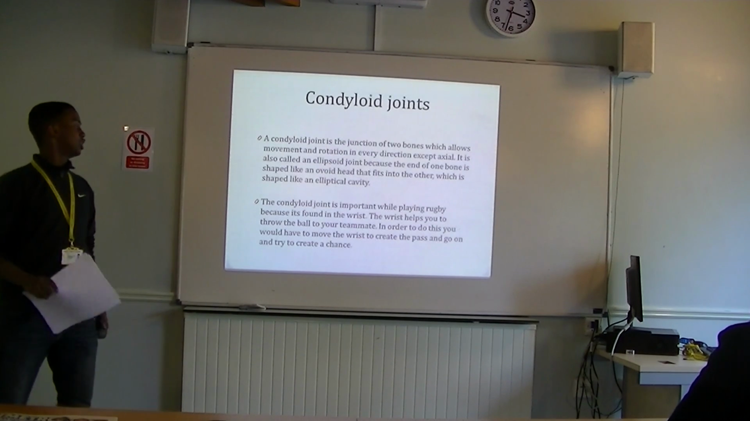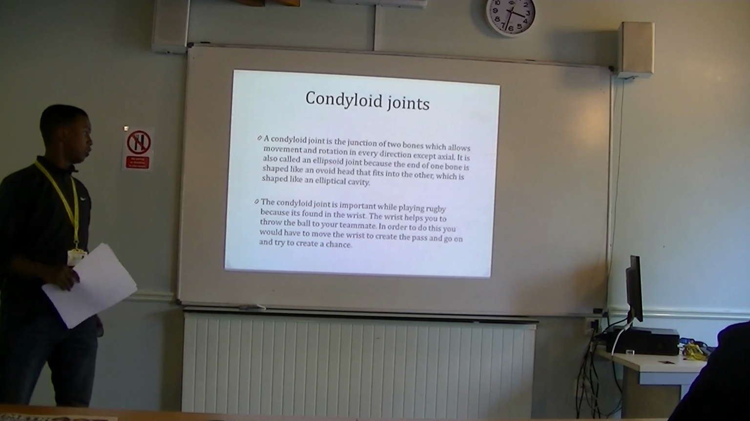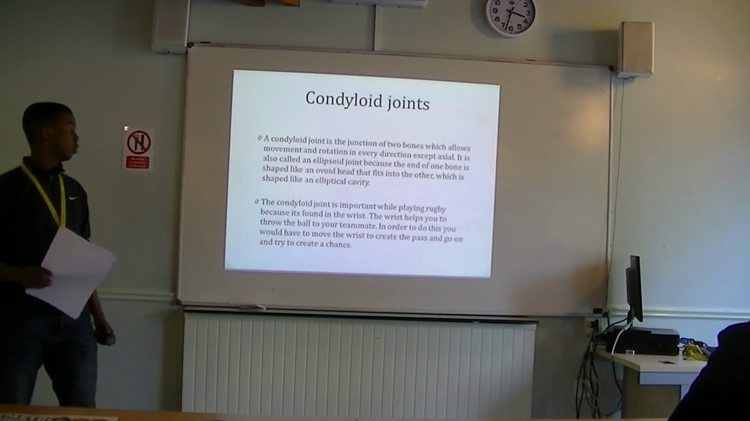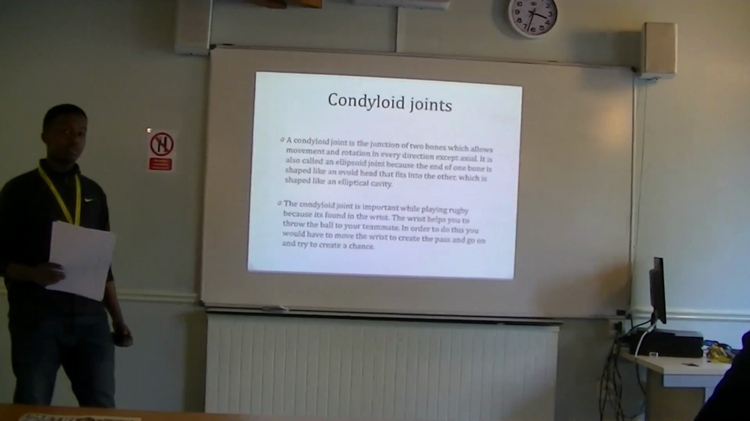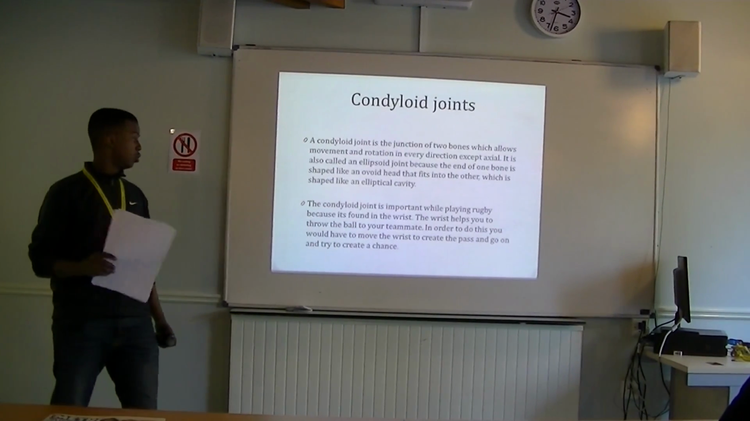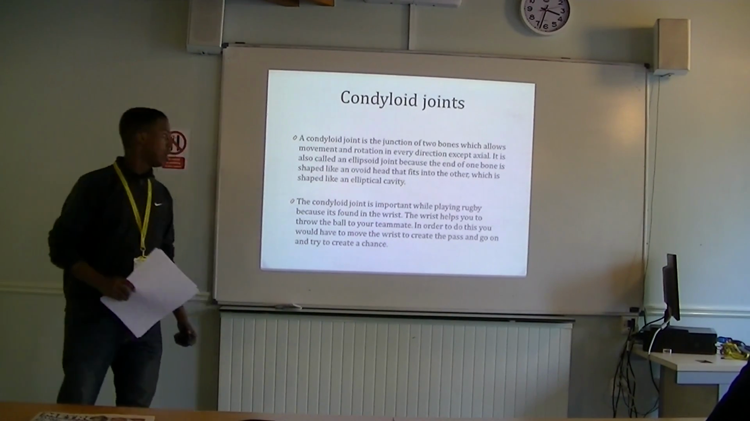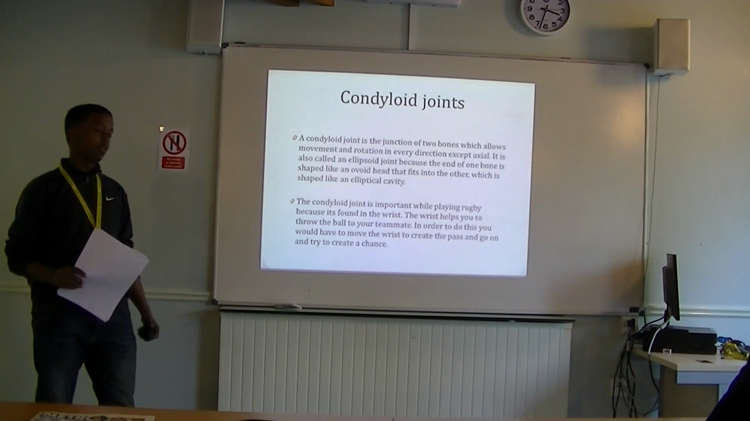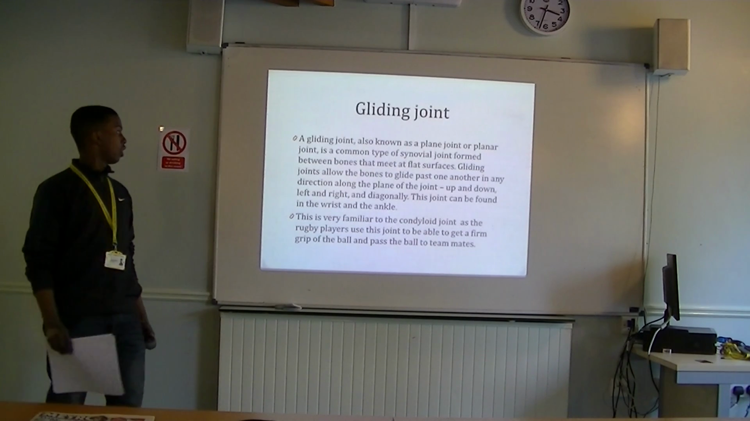So the condyloid joint is important while playing rugby because it's found in the wrist. The wrist helps you to move and throw the ball to your teammates. In order to do this, you would have to move the wrist to create a pass and try to create a chance.